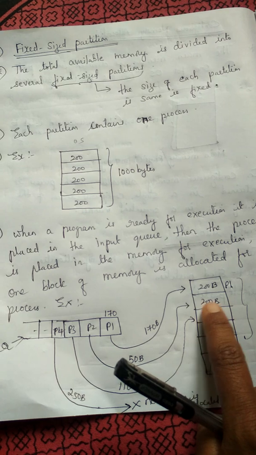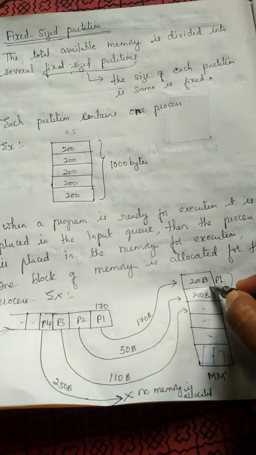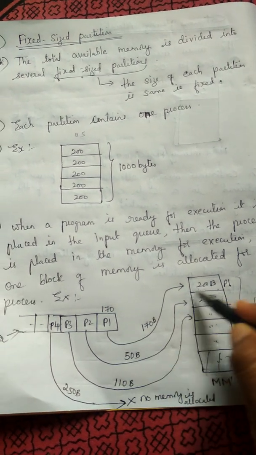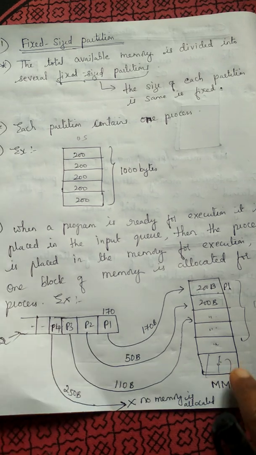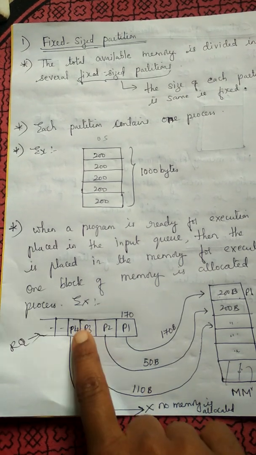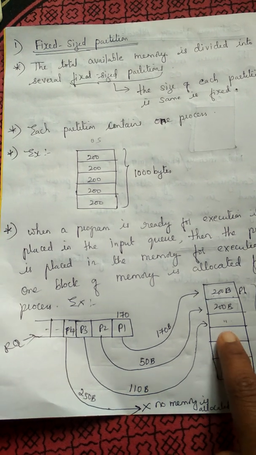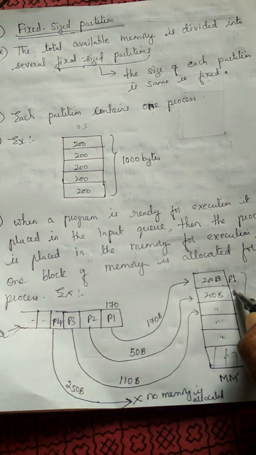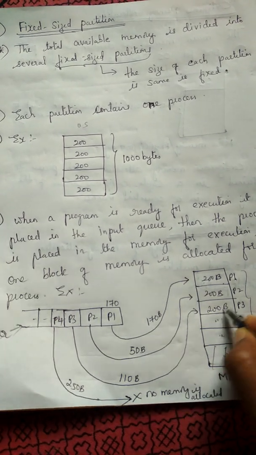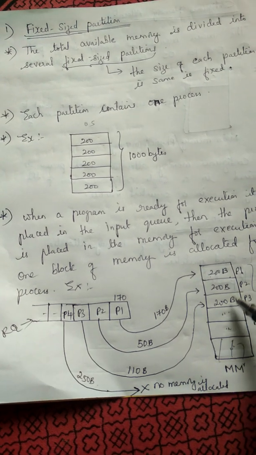That size is also 200. Even though memory space is getting wasted, since the size of each block is fixed, each process occupies one block. That we call fixed size partition. Here, P3's size is 110, so the third block will be given. This is P1, this is P2, this is P3, and each size is 200 bytes. Now P4, what is the size? 250. But what is my block size?